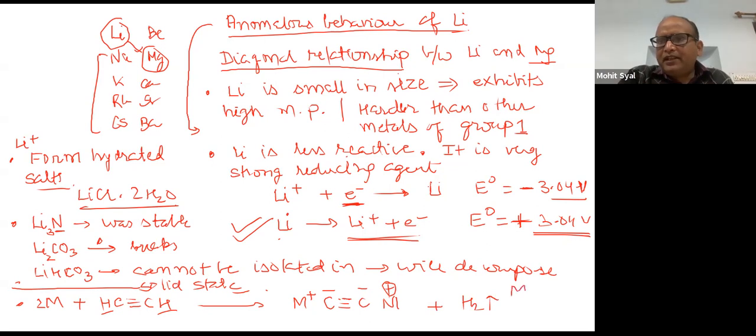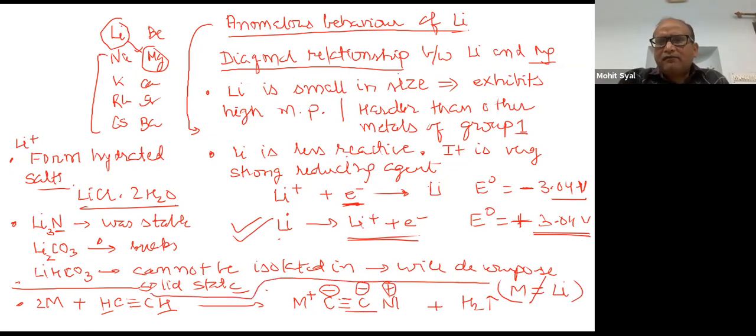but lithium does not form. M is not equal to lithium. Lithium does not form acetylide or ethynide ion. Okay, just remember it. Clear? Because lithium is less reactive, so it will not form. Sodium can react with acetylene and form a salt of this kind. Sodium will form, potassium will form, rubidium will form, but not lithium. This is an abnormal behavior of lithium because it is not matching with the behavior of other elements, right?